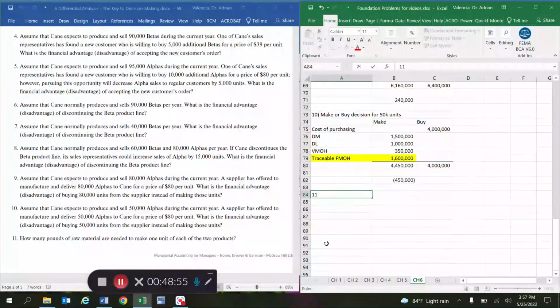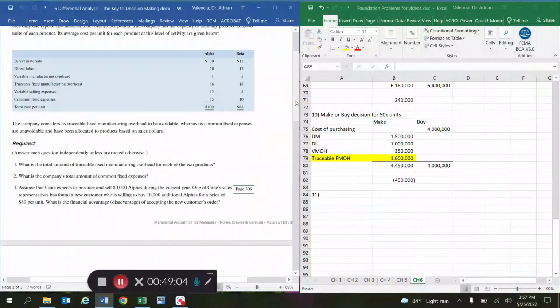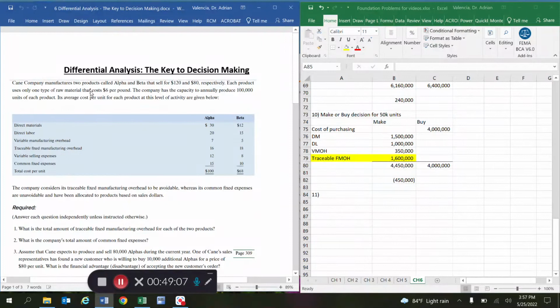Okay, 11. The question is, how many pounds of raw material are needed to make 1 unit of each of the two products? I think we answered this at the beginning, but if you remember, they told us that both alpha and beta only use one type of raw material, and that costs $6 per pound. So if they're estimating that alpha is going to cost us $30 in materials, then that's 30 divided by $6, that's 5 pounds. So I'm going to briefly do that here.